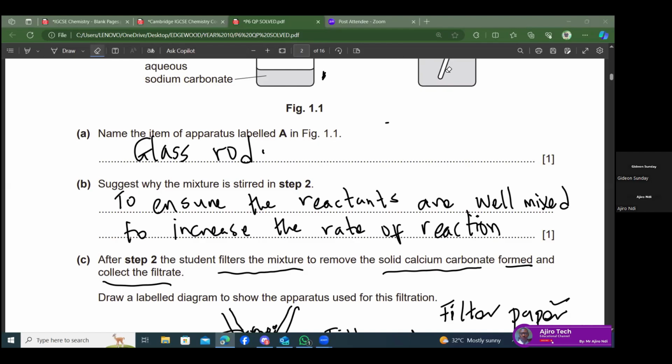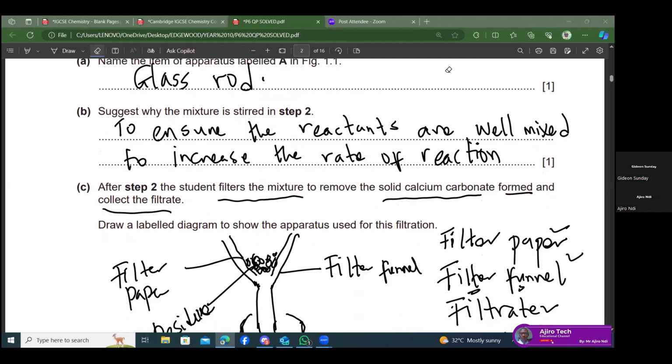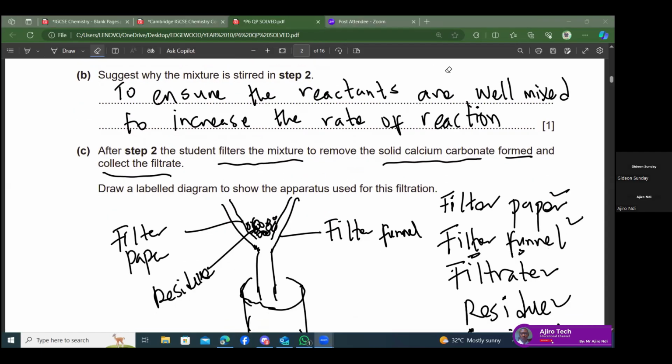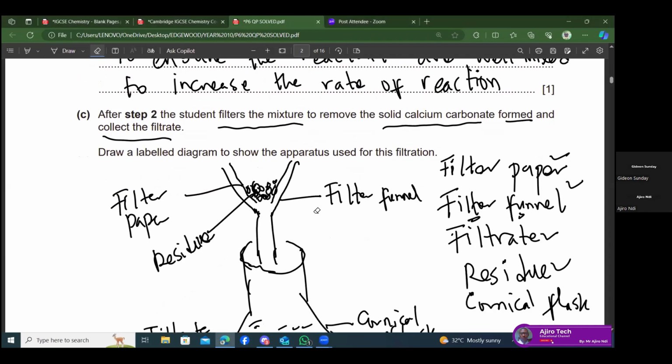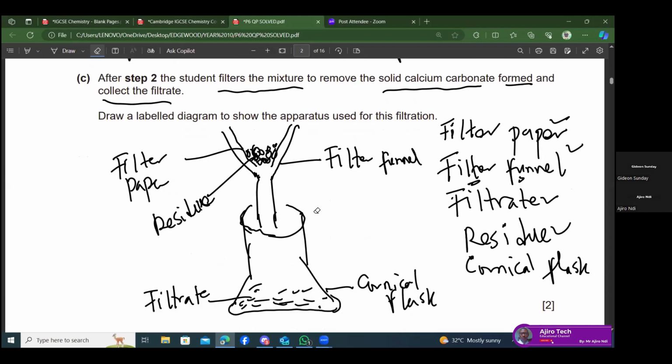Okay, so let's move to the next question. It says, after step 2, the student filters the mixture to remove the solid calcium carbonate formed and collect the filtrate. So you have to draw a labeled diagram to show the apparatus used for the filtration process. In the filtration process, of course, you need a filter funnel, you need a filter paper, and you equally need where whatever you're filtering is collected.